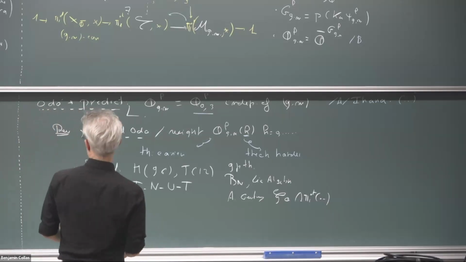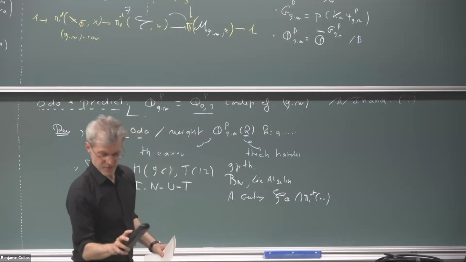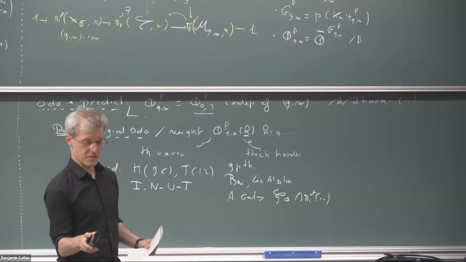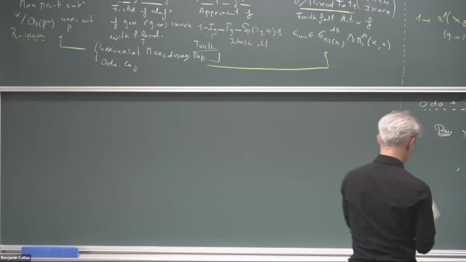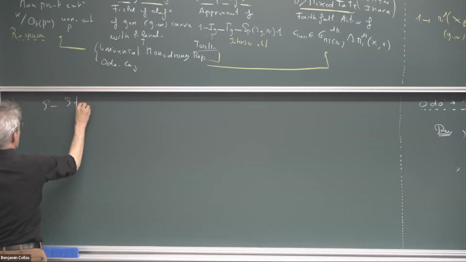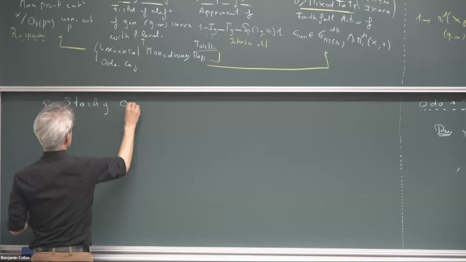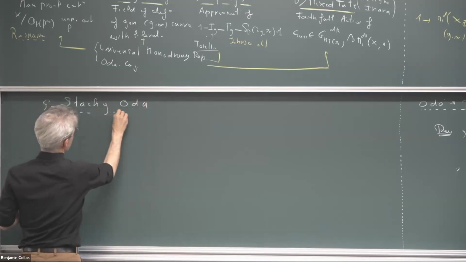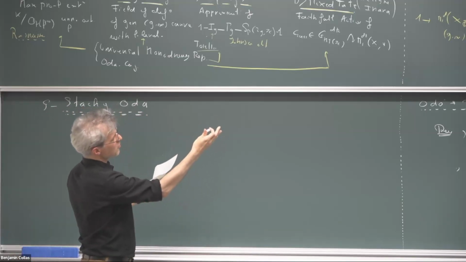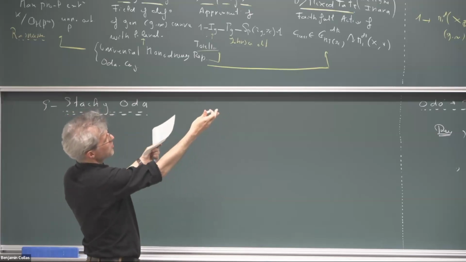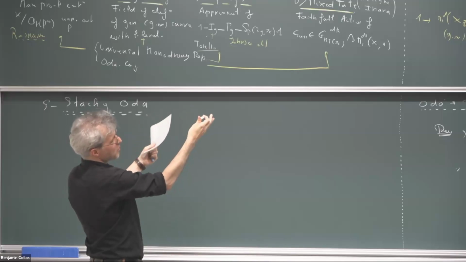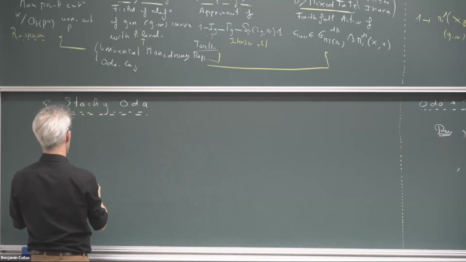Okay, so now let me jump to the stacky aspect. If I can switch the camera, I think I can, yes. So what do I mean by stacky Oda? So I already mentioned the fact that the construction deals with the universal curve, and the universal curve comes because we have a fine moduli problem, and we have a fine moduli problem because we don't have a solution over scheme but over stacks. But nevertheless, we can be more precise.